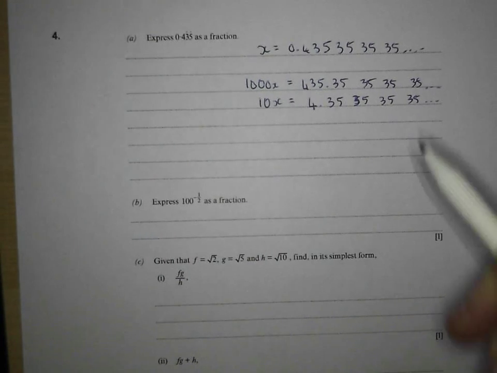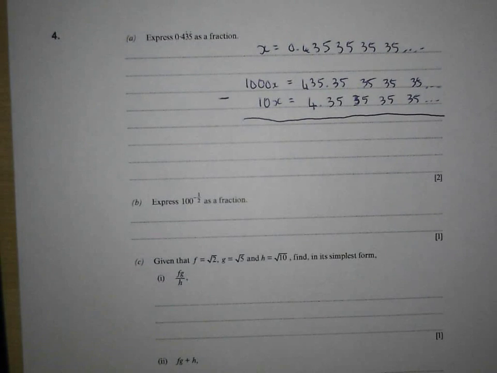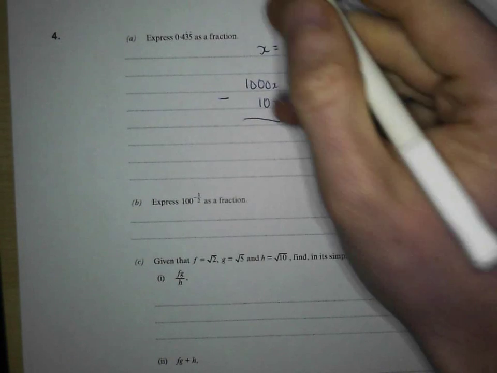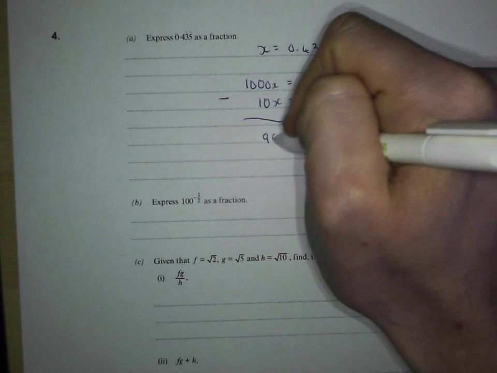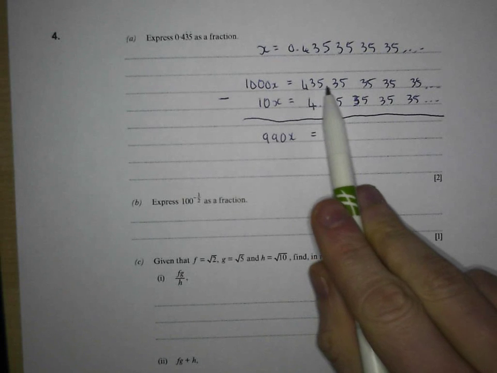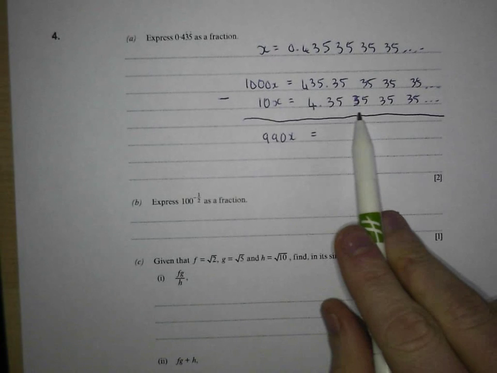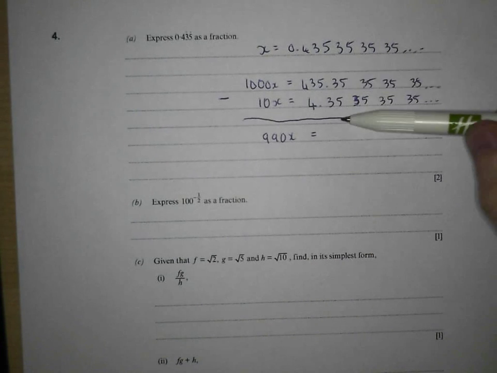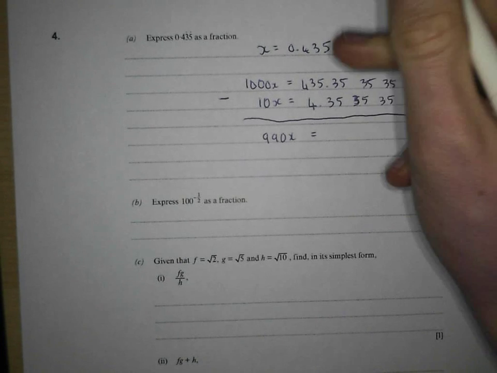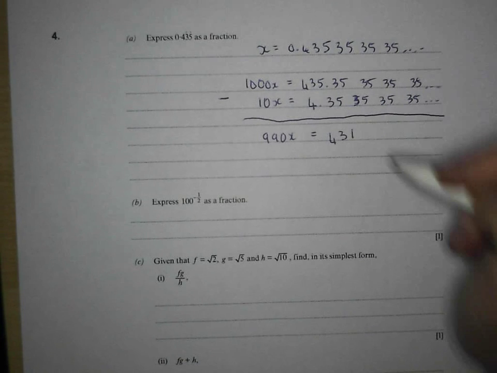Now it's looking good, because if I subtract these two things from each other, I'm going to end up with a nice thing on the right hand side. So 1,000x take off 10x gives me 990x. And then 435.35353535 take off 4.35353535, my things after the decimal point are going to cancel each other out, and I'm going to end up with 435 take off 4, which is 431, if my maths is right.